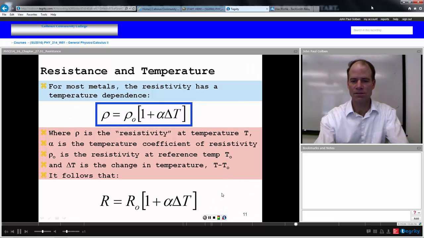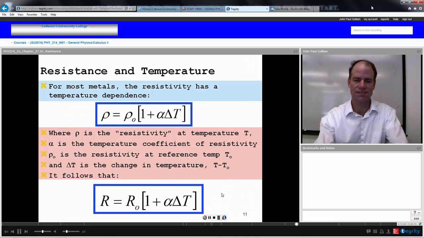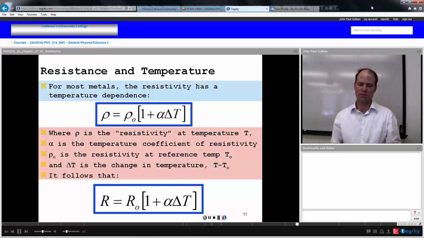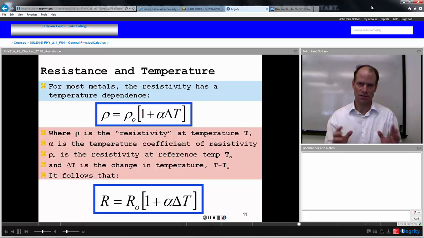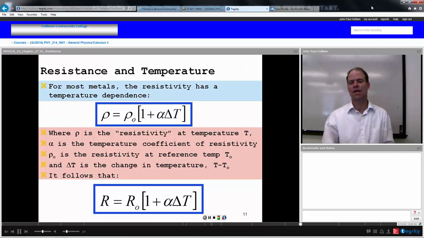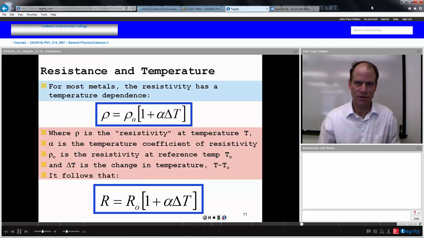It follows the same for resistance. Resistance is equal to some reference resistance, 1 plus the alpha, which is the temperature coefficient of resistivity, another intrinsic property of whatever material we're using, times a change in temperature. So if the temperature were to go up, the resistance would go up. And if the temperature were to go down, so that delta T was a negative value, the resistance would go down. Why is this so?